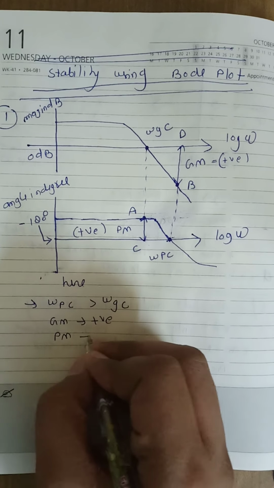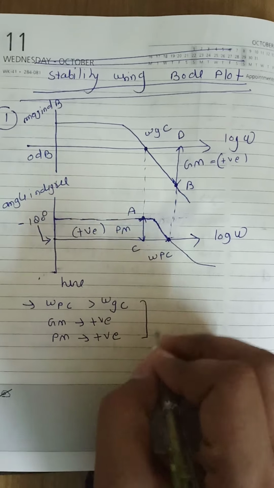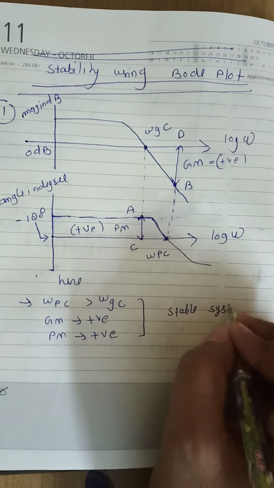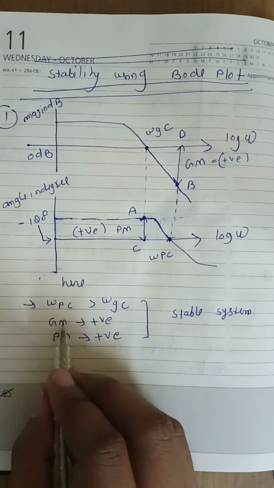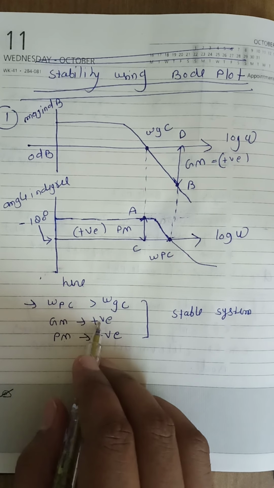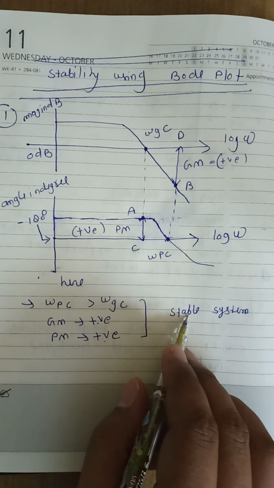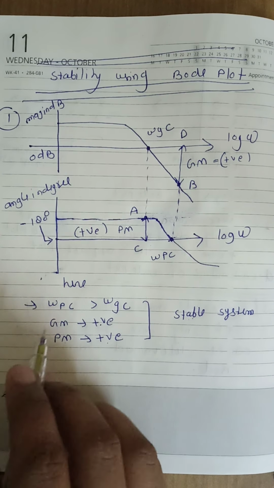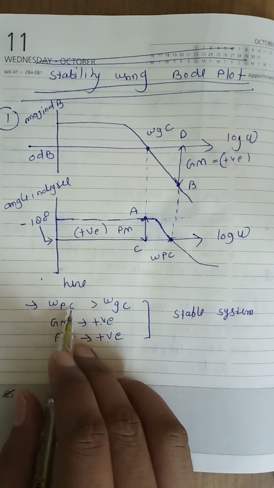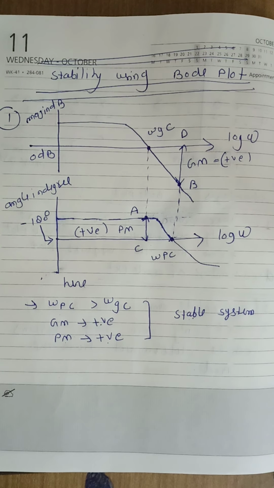phase margin is also positive. So we have a stable system. This is the condition for the stable system according to gain margin and phase margin. For a stable system, we must have a positive gain margin and positive phase margin. And for a stable system, you can say omega PC is greater than omega GC, where omega PC means phase crossover frequency, omega GC means gain crossover frequency.